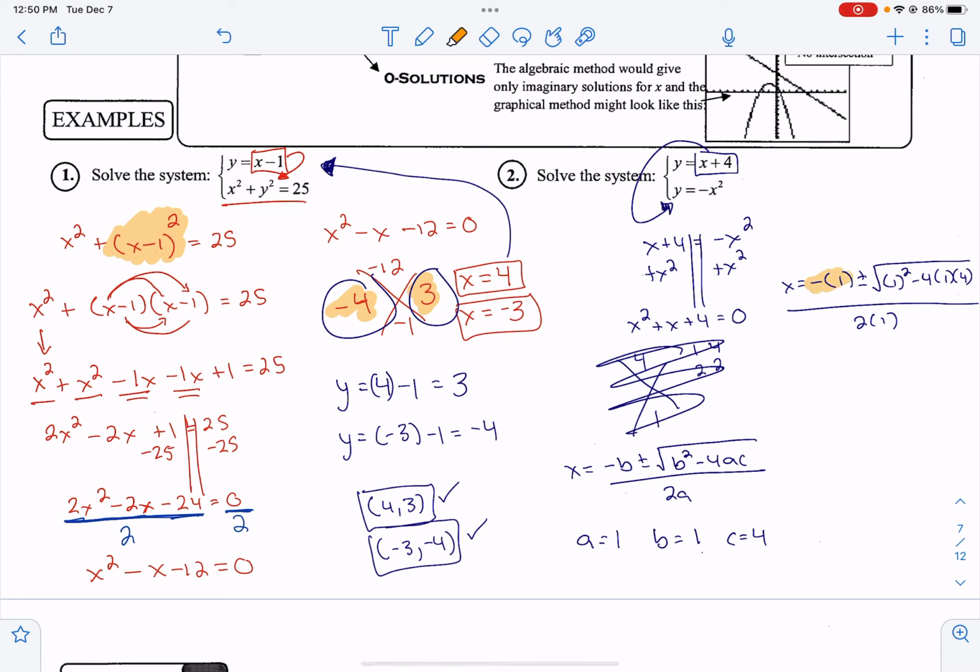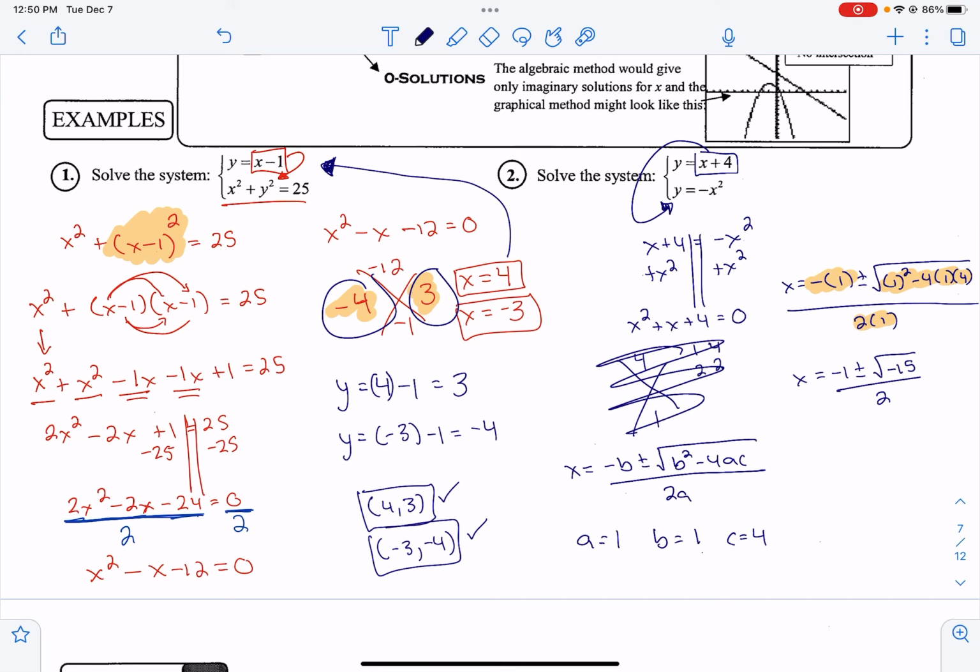And if you remember this, we're going to clean up the pieces. I'm not going to type that whole thing in my calculator. I'm just going to clean up those 3 numbers. So x equals negative 1 plus or minus square root. 1 squared is 1. 4 times 1 times 4 is 16. So 1 minus 16 is negative 15, divided by 2. And now I run into a problem.